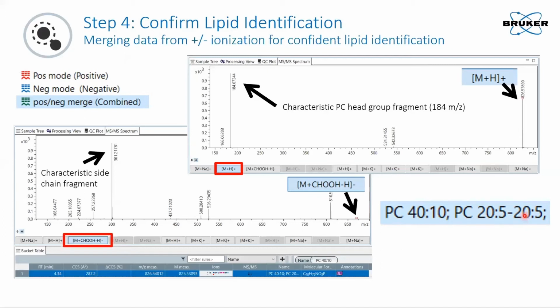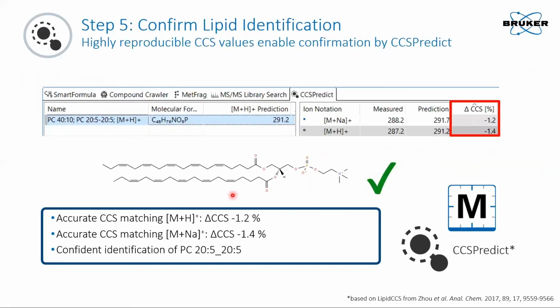And if we go back to this prediction algorithm that I mentioned has been incorporated into our software, then we can feed this structure in. And from this structure, we can calculate a CCS value. So once we compare that to the CCS value that's measured, this gives us additional confidence that we're able to assign this chain composition to this lipid based on the CCS values.